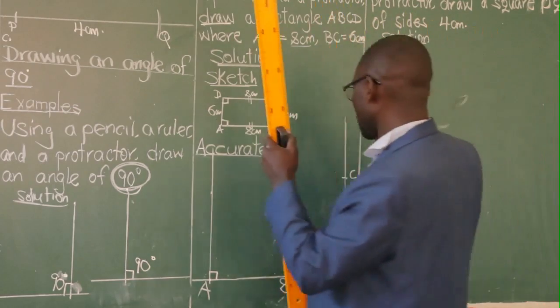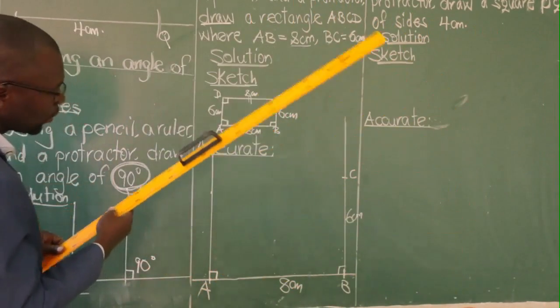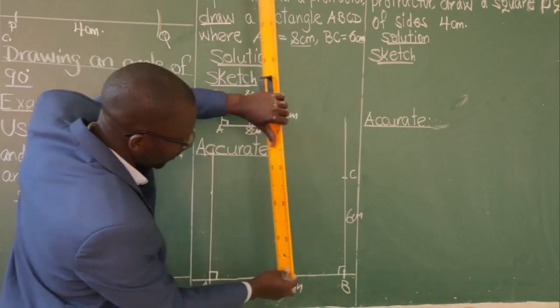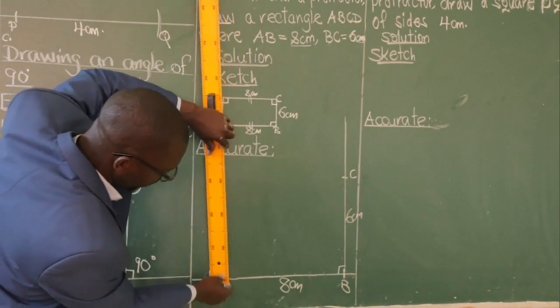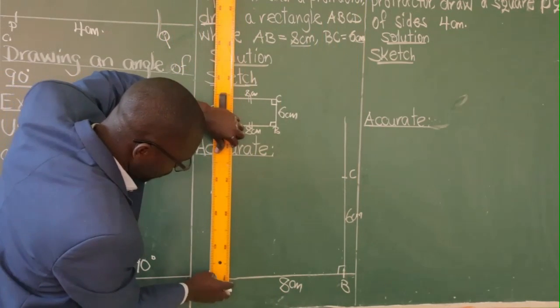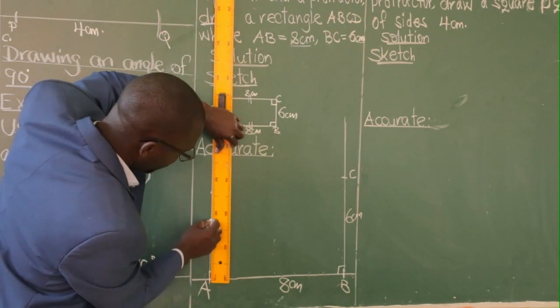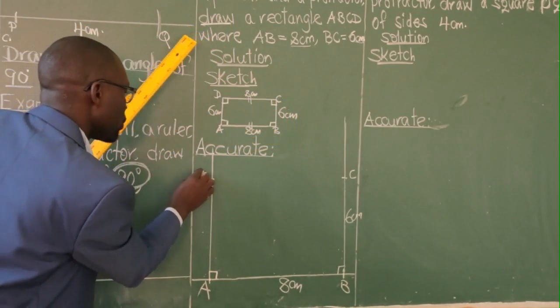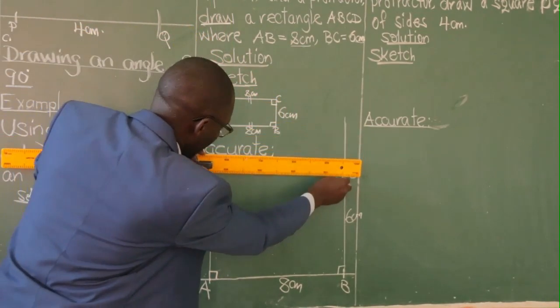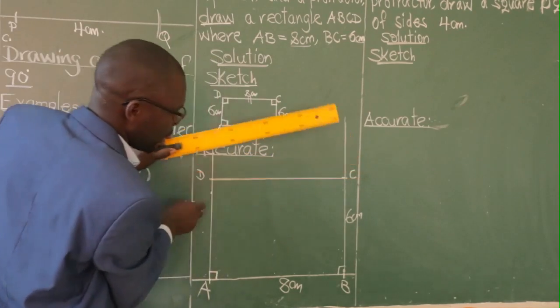And then I'll also come this side and count 6. So here we had 6. Also here I have to come and count 6. So 0, 1, 2, 3, 4, 5, 6. So 6 is there. Then I'll know this is point D, and then I have to come and join them.